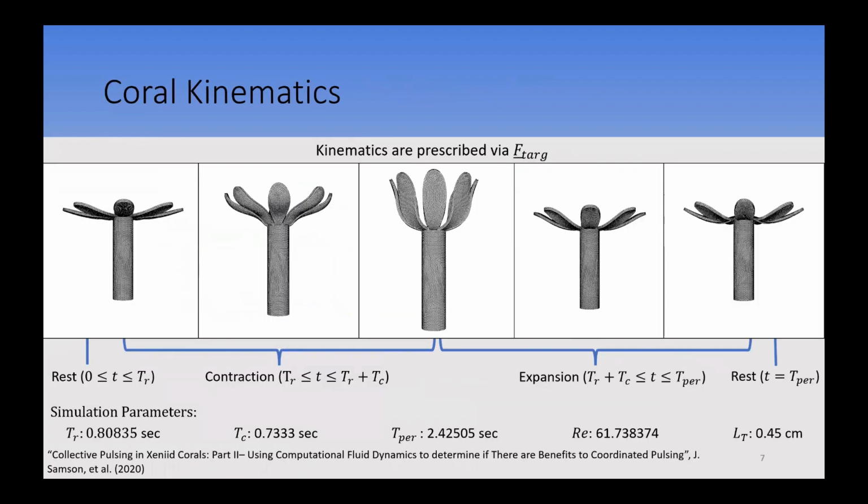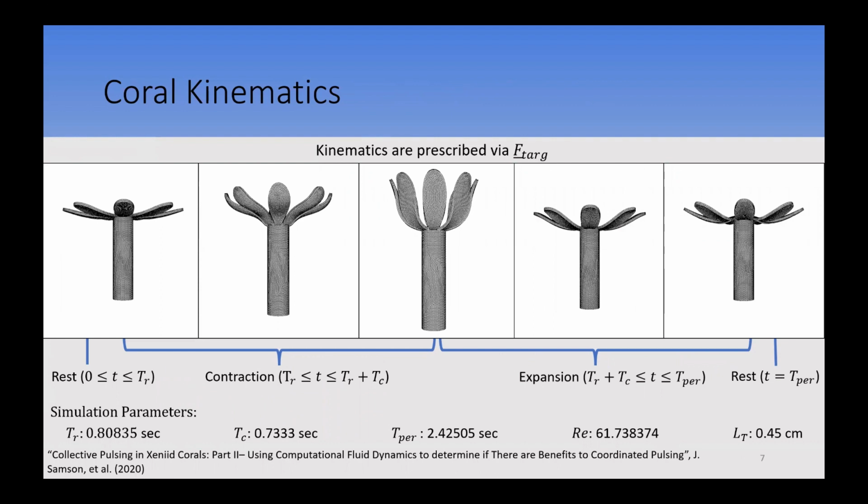Next, I just want to tell you a little bit about our coral kinematics. Like I've said, the kinematics are prescribed using our target force, which is the force that comes from prescribing that the coral move in a specific way. And again, this is coming from actual live data. So our F target is a generalization of actual motion. And here we have 3 phases of motion.